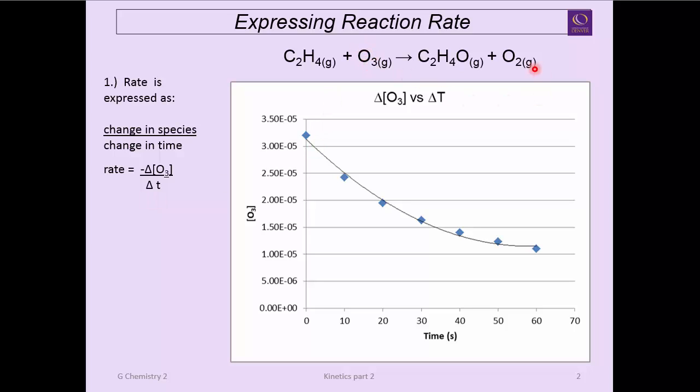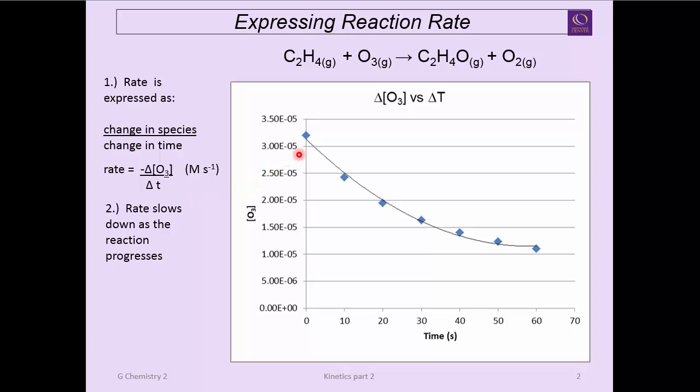If you were following the rate at which O2 was being formed, it would be a positive change in the molarity of oxygen over time. Or the formation of oxirane could be positive. The rate at which ethylene is going away would also be negative. So that's one of the things about rate: we put a sign on it depending on whether it's going away or being formed. This would be a representative rate unit, molarity or concentration per unit time.